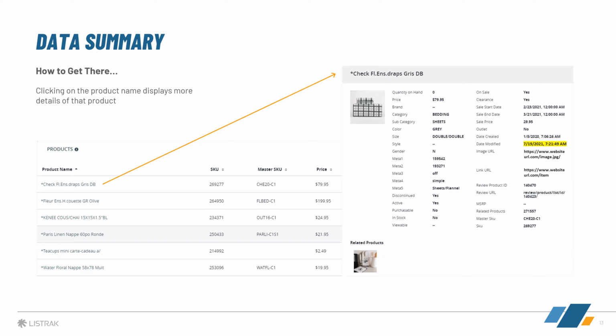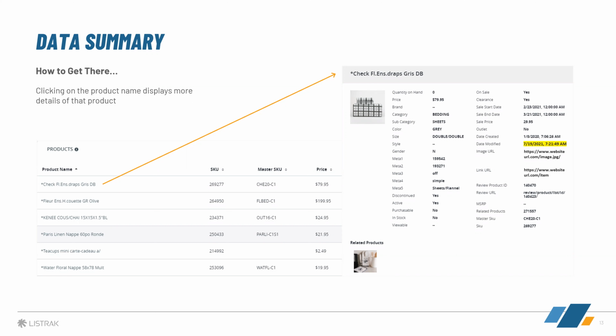When you have access to the individual products, you can drill down and see some of the important details that are being sent to Listrak for all of these products. A specific area that I want to call out is a highlighted section, which is the date that it was last modified.